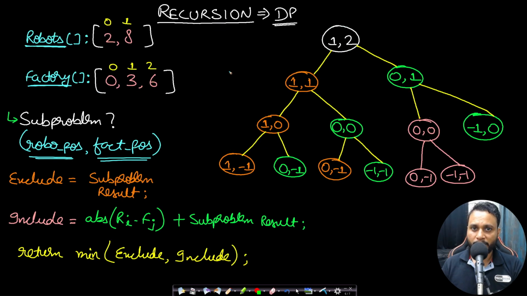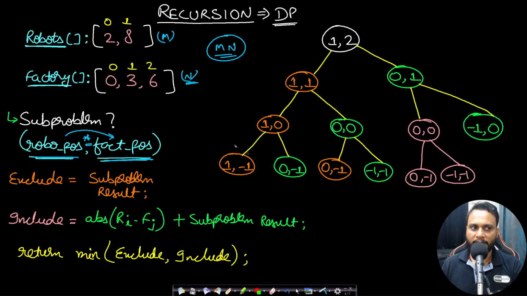Now in this case, if you look at all the subproblems that can be created, then the subproblems depend on the robot position and the factory position. So if you want to see all the combinations, then you have to multiply them both. That means if the size of the robots is m and the size of the factories is n, then the total number of combinations of subproblems will be m times n, right? So can we generate these many subproblems?